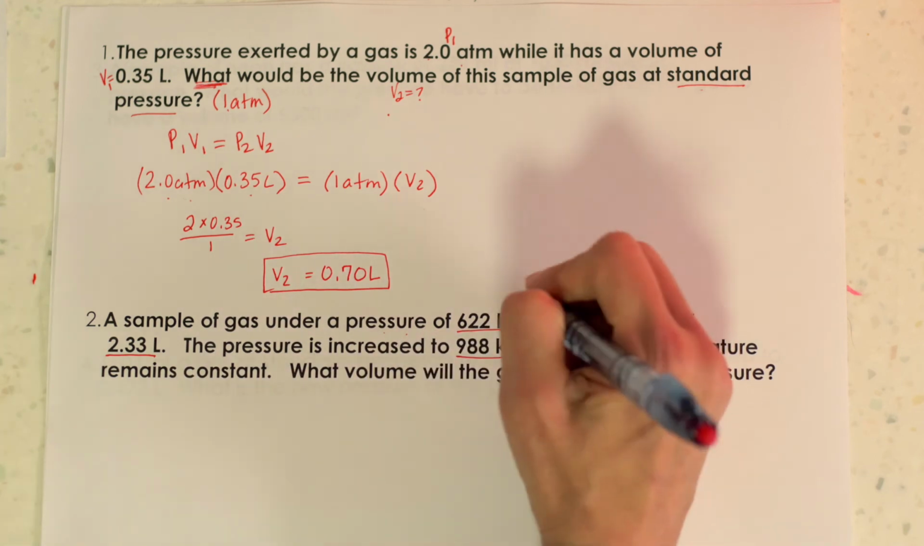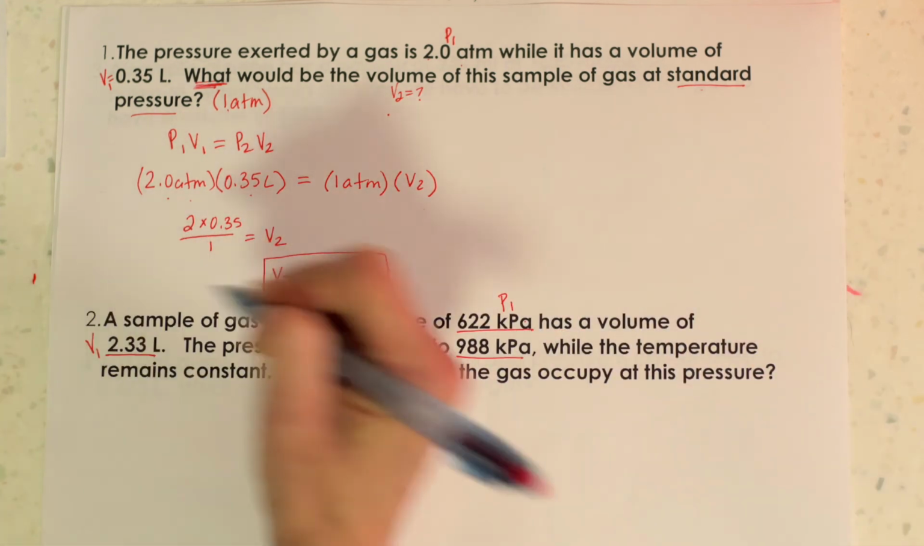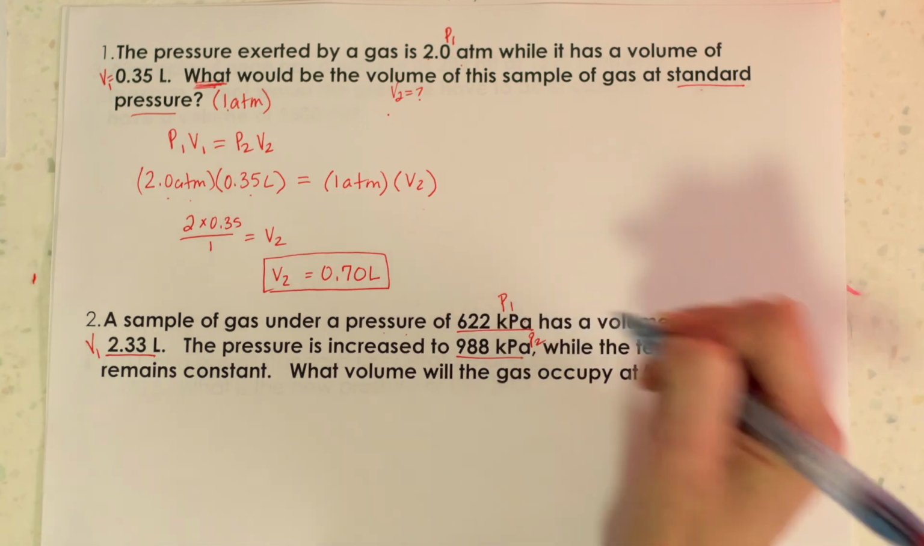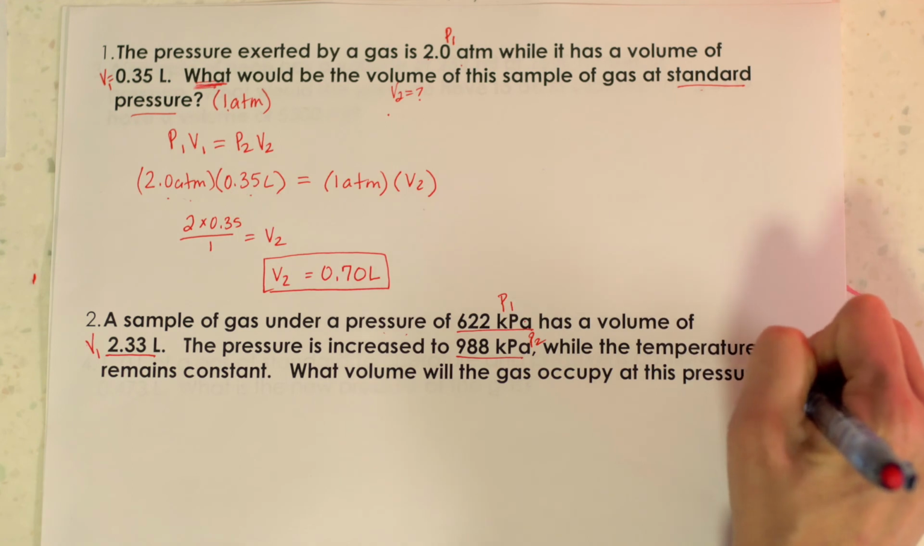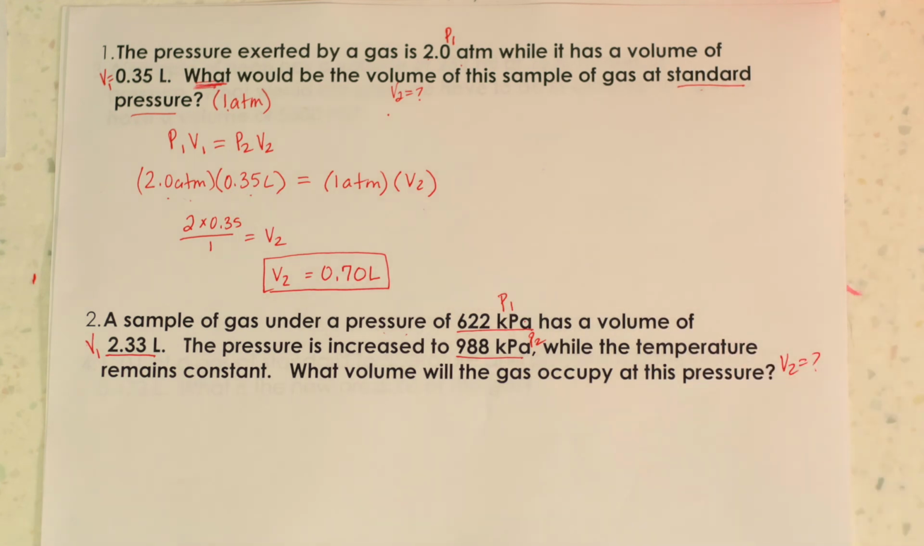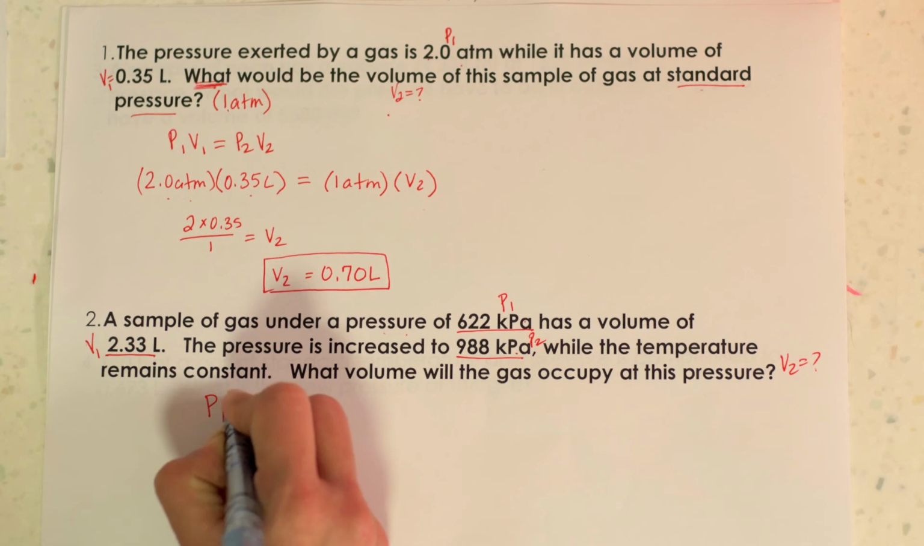So this would be pressure 1, and this would be volume 1. This would be pressure 2. And again, it's asking us what will the volume be at this pressure. So volume 2 is the missing piece. Now it could be pressure 2 that's the missing piece, and it would be the same mathematically, multiply and divide. So this one's kind of set out the same. So write your formula.